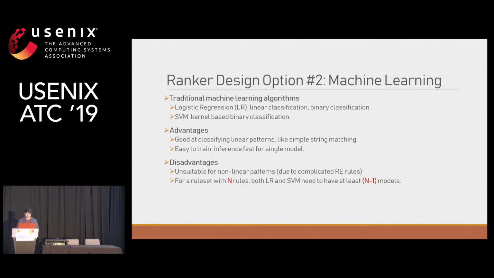The disadvantages of them are clear: they are unsuitable for nonlinear patterns due to complicated RE rules, and for a rule set with n rules, both logistic regression and SVM need at least n-1 models. That leads to exponential growth in inference cost.